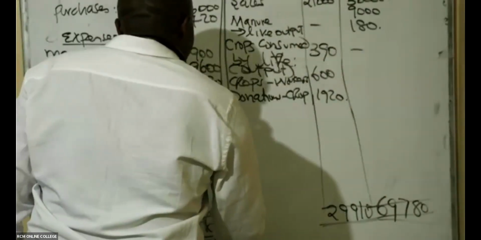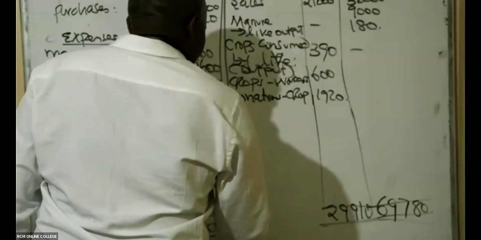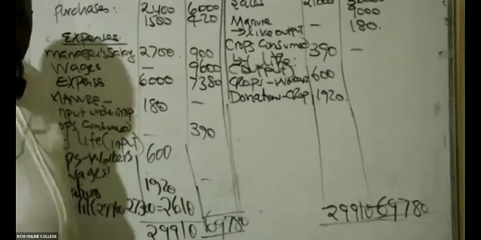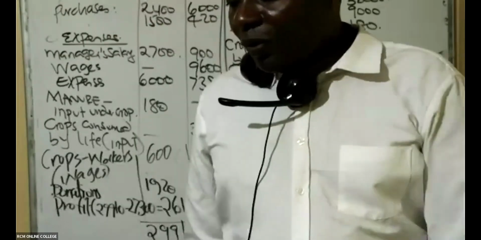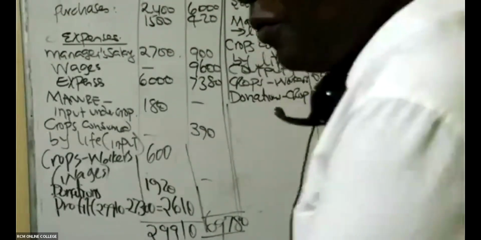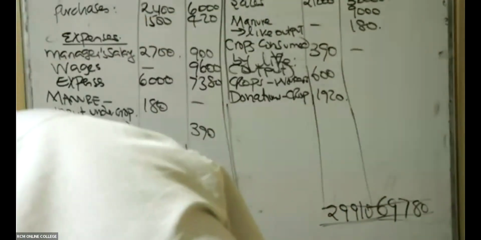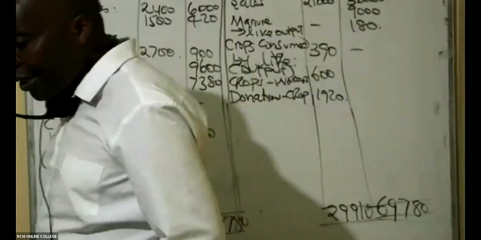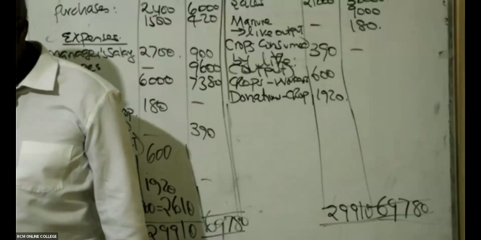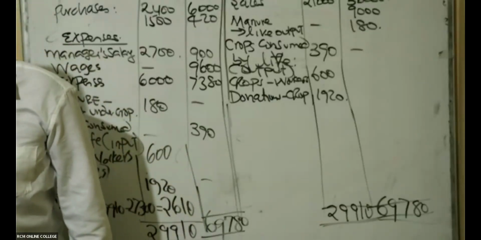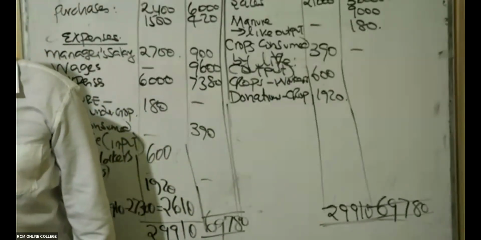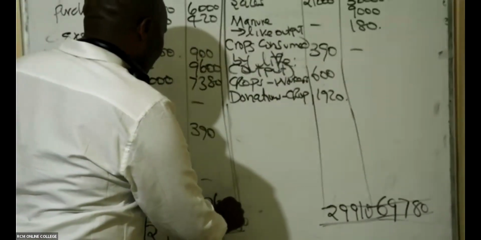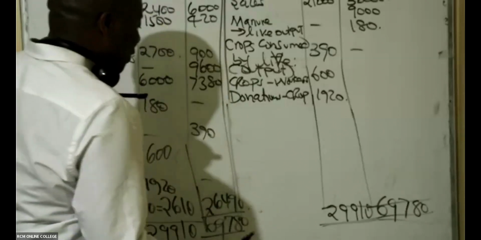We have made a profit. A profit of how much? Thank you, Isaac. Can somebody be knowing the profit here? Somebody is telling me it's very huge. 26,490. A profit of 26,490. That is it.